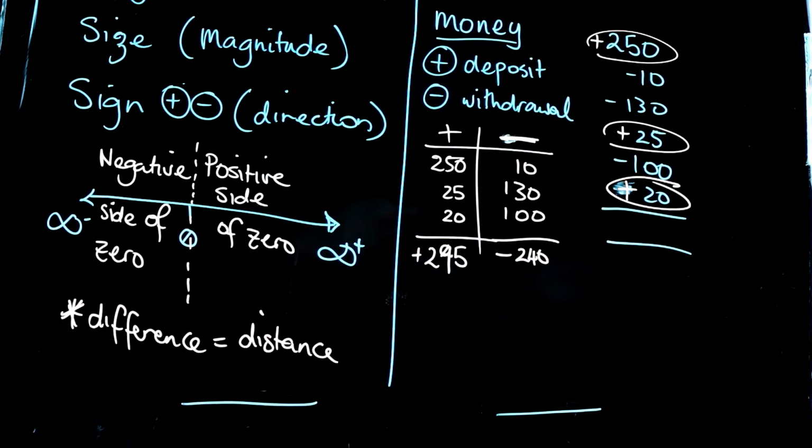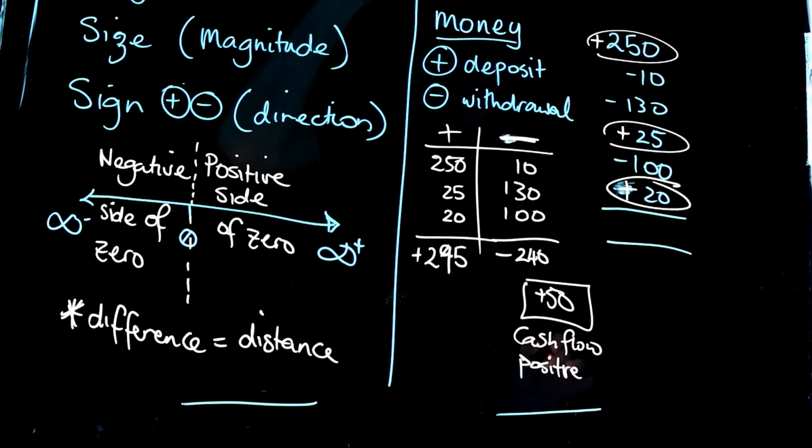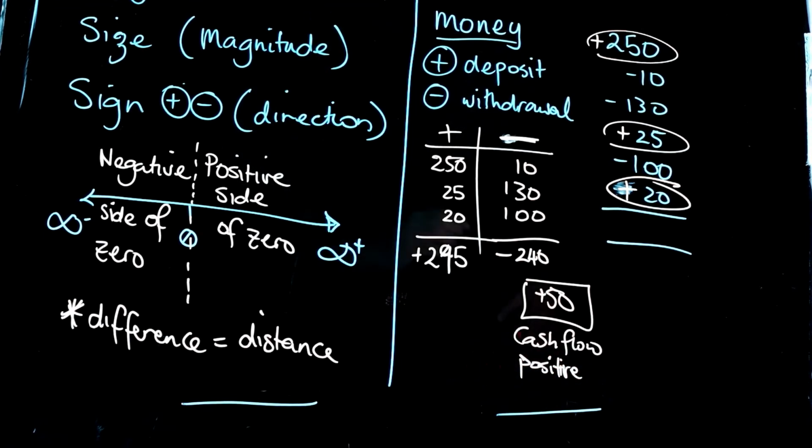So at the end of the day, when we reconcile what's happened for the day, for example, here we've got still positive $50 in our account, and we would say, oh well, maybe cash flow positive would be the word that we would say. And if we're doing business, we made $50 for the day, all good and well.